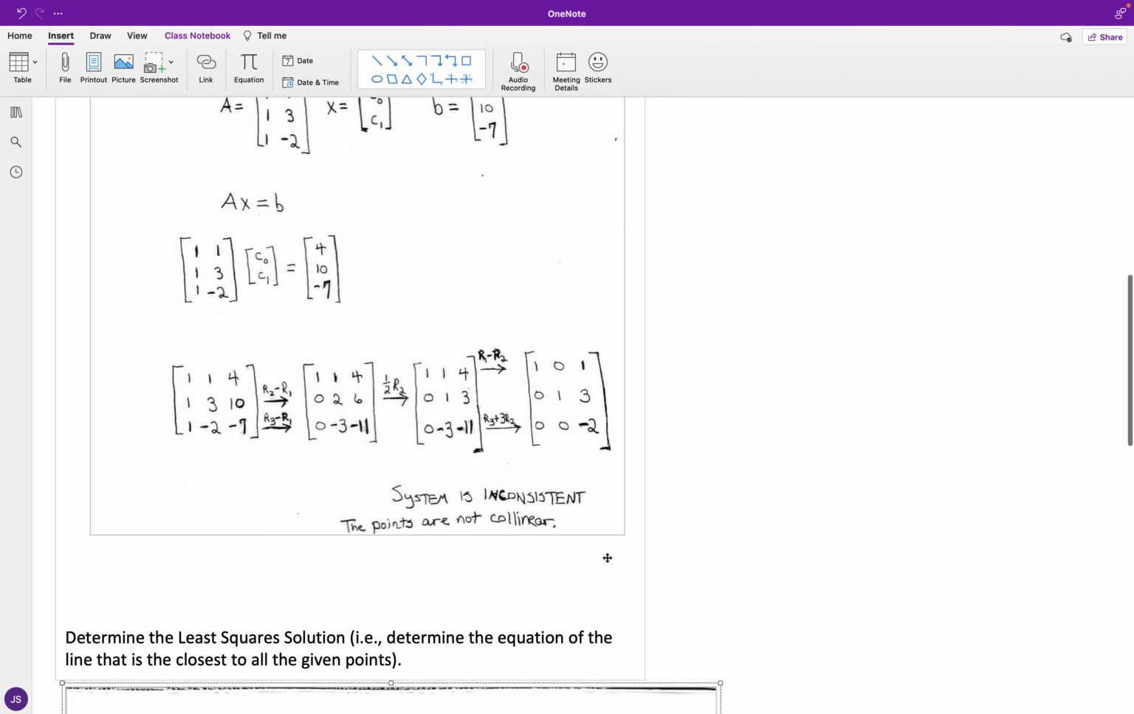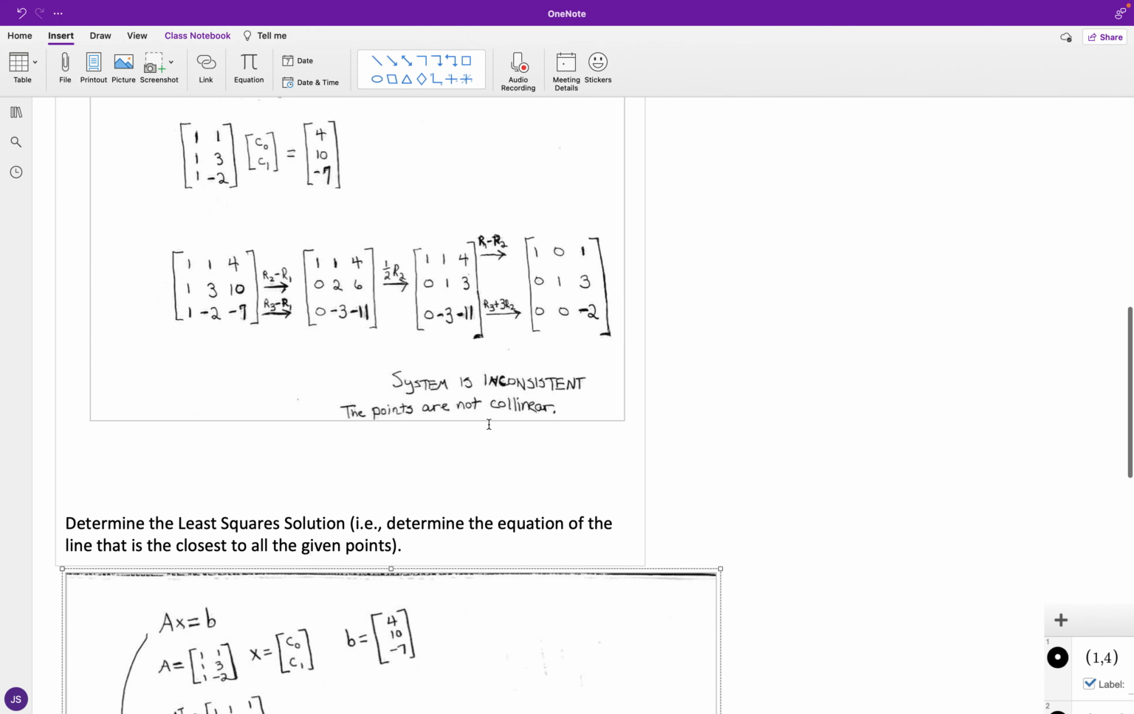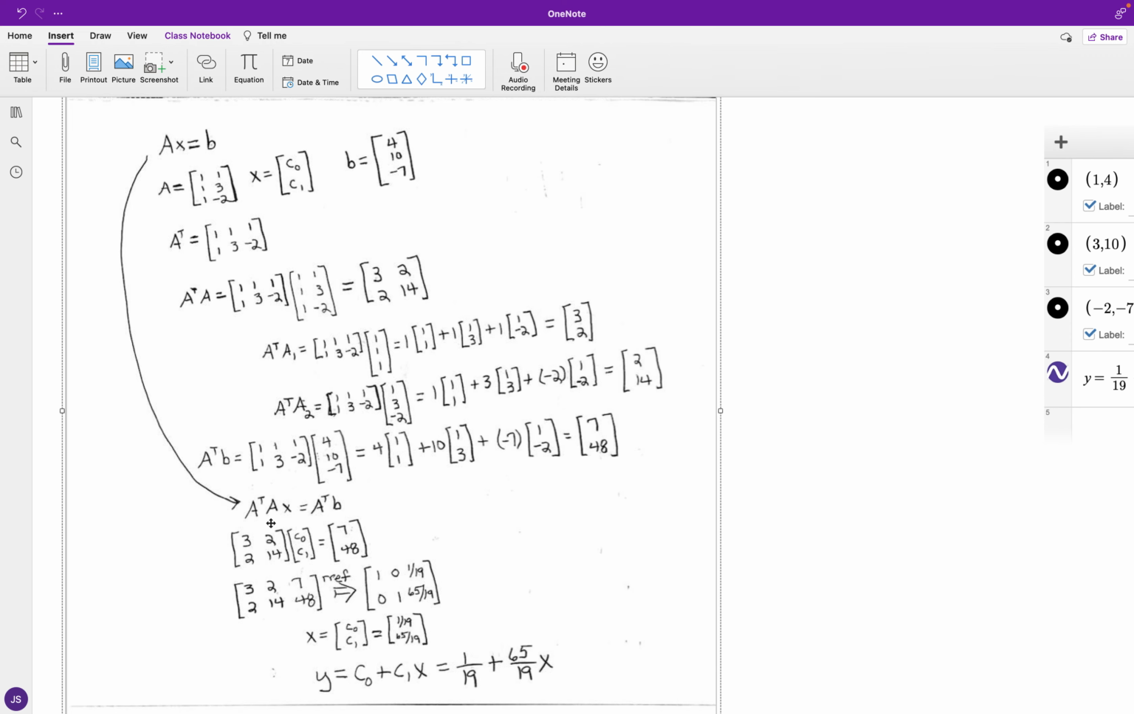Now for the rewritten equation: where AX equals B fails to come out as such, to come up with the least squares solution, we multiply both sides of the equation by the transpose of A and carry over. So you have the transpose of A times AX, and the transpose of A times A is again 3, 2, 2, 14. X is C0 and C1. And the transpose of A times B, we just determined to be 7 and 48.